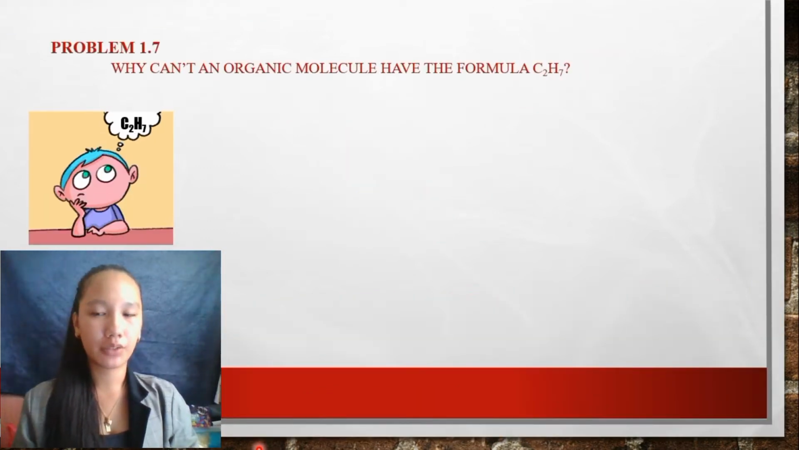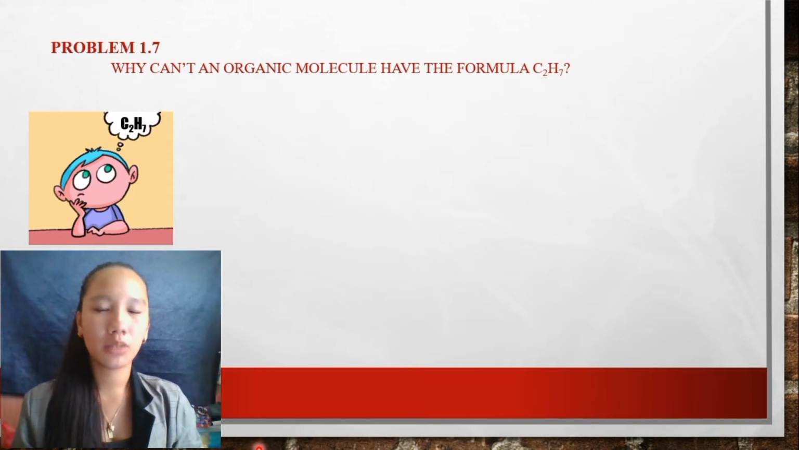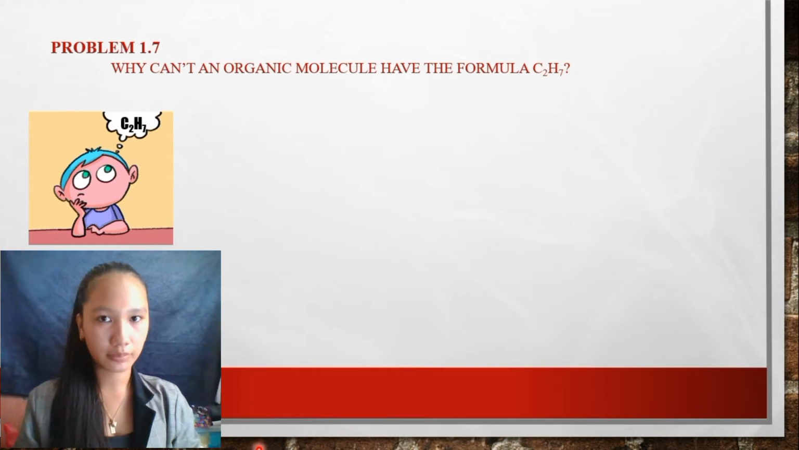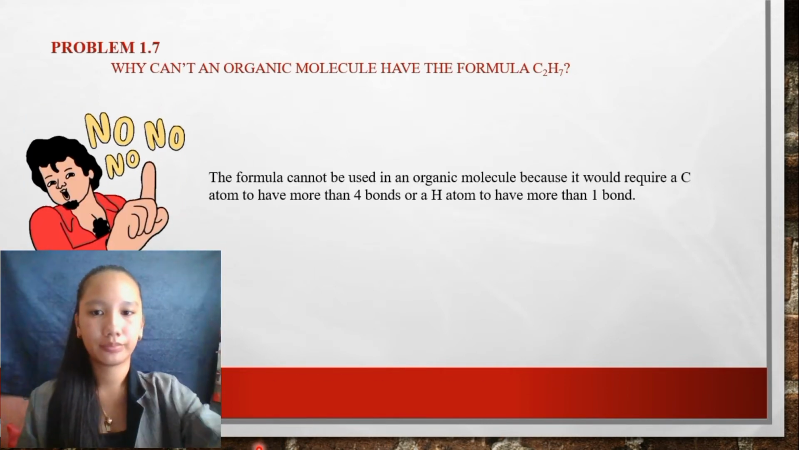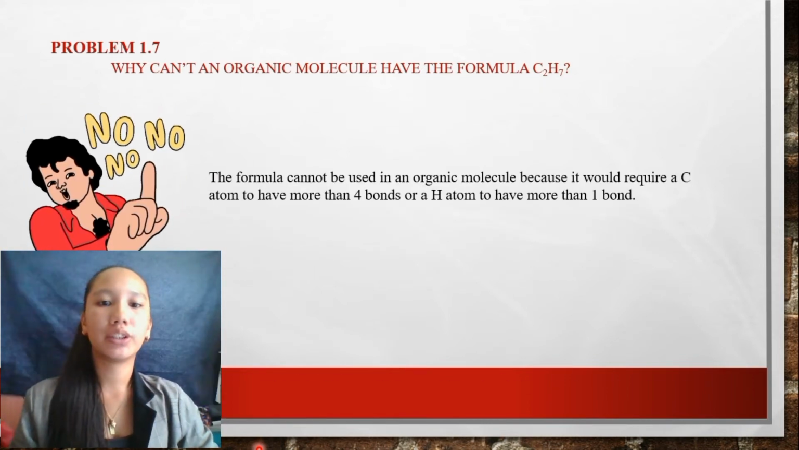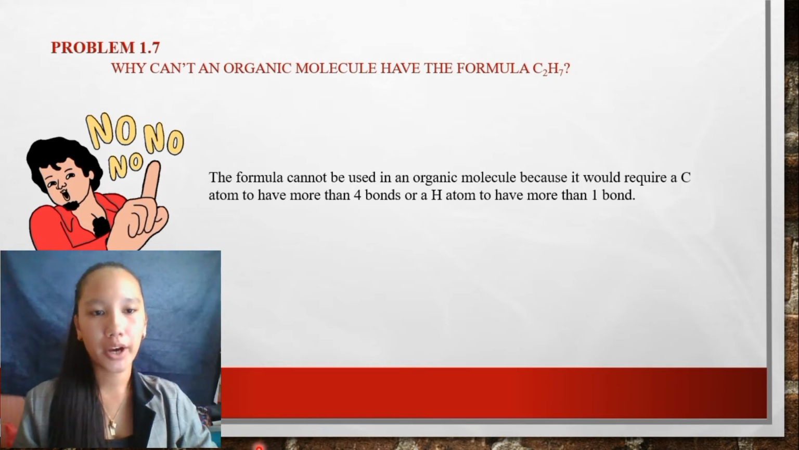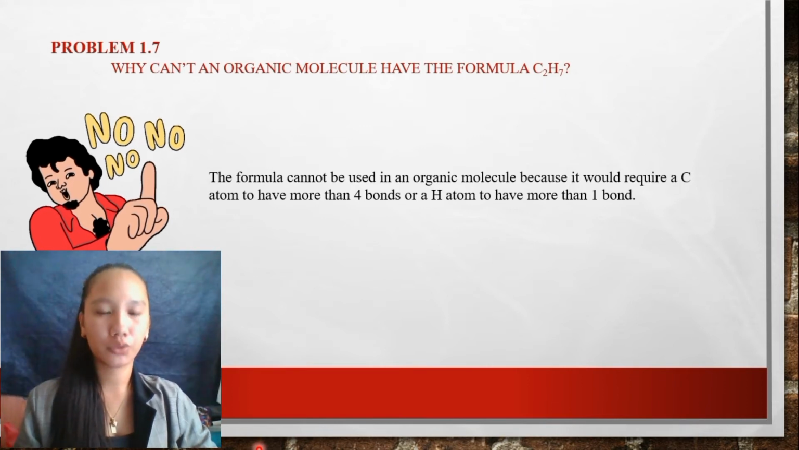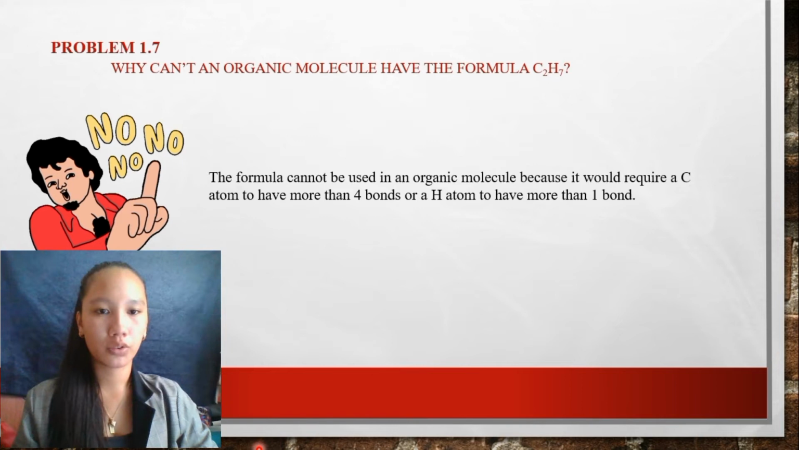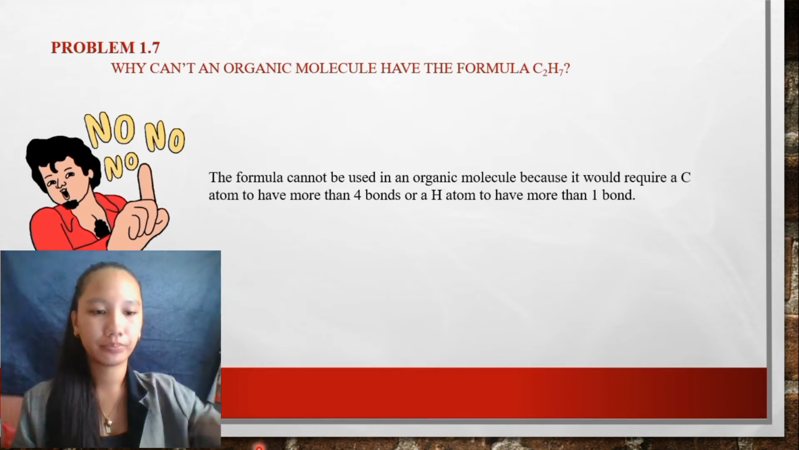Problem 1.7. Why can't an organic molecule have the formula C2H7? The formula cannot be used in an organic molecule because it would require a C atom to have more than 4 bonds or an H atom to have more than 1 bond.